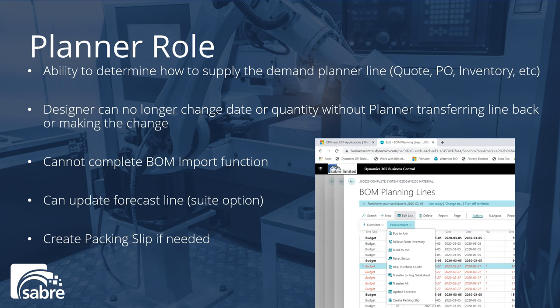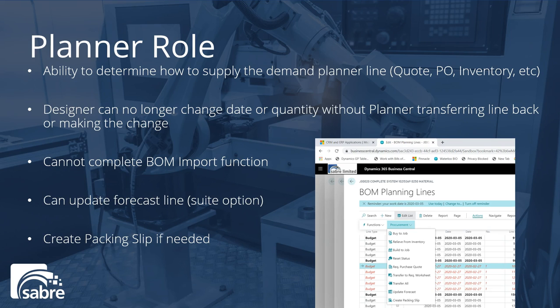So they can even buy to job. So they have the ability, once that line has been transferred to them using the plan ready Boolean on the BOM planning line, they can then decide how they want to disposition it. So at this point, anybody with the designer permission that is not a planner as well should not be able to make changes to the item that's on the line. They shouldn't be able to change the quantity on the line. It's basically been transferred to the planner.